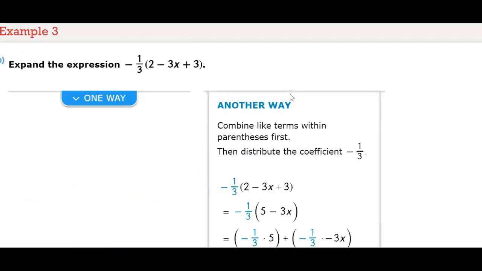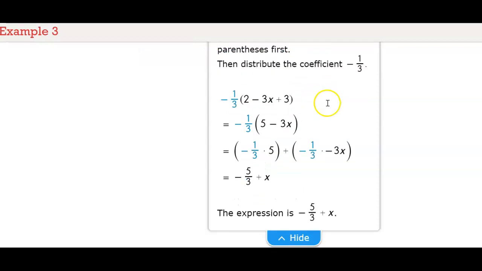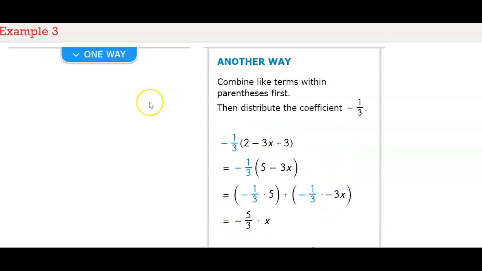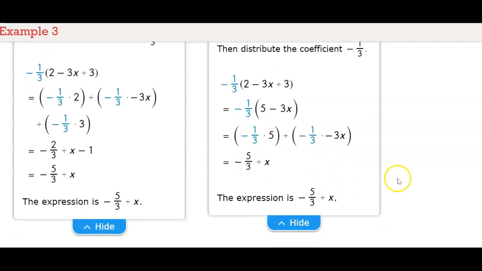Then another way, you have to combine like terms within parentheses first and then distribute the coefficient. So within the parentheses, the like terms are 2 and 3. That becomes the 5. And then you have the negative 1/3 times the 5, and then negative 1/3 times the negative 3x. And then you multiply them and you get negative 5/3 plus x is the final expanded expression. So in both scenarios, you do have the same expanded expression. It's just two ways to simplify the same expression.